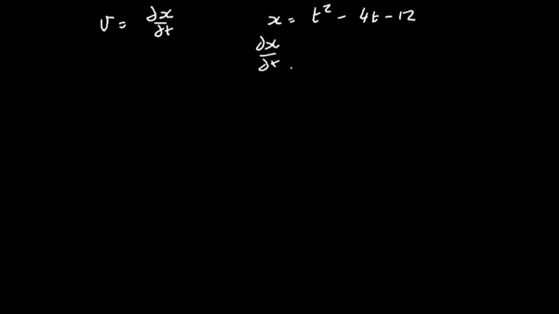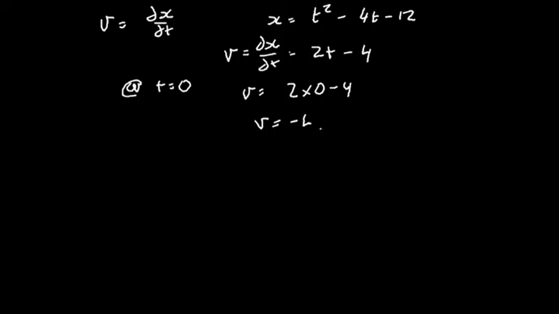Okay, so when we take the derivative, our derivative is going to be 2t minus 4. So that's our velocity, rate of change of displacement. So how fast are we going? Hence states initial velocity. So it's our distance over time, like kilometers per hour. Acceleration is the last one. It's going to be the rate of change of velocity.